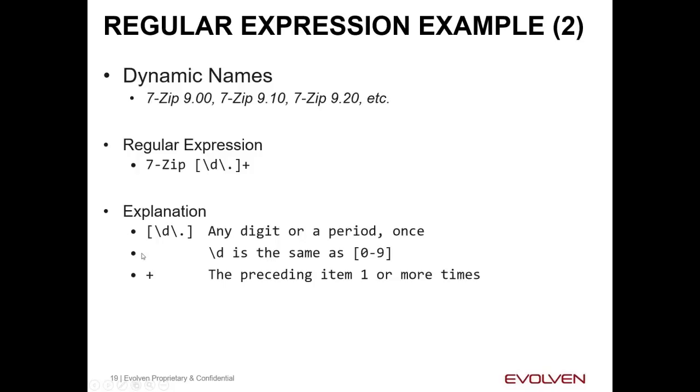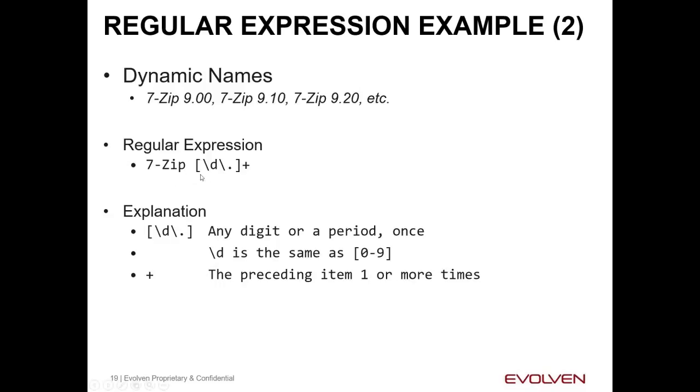Let's look at another example. In this case, we have 7-zip, 9.00, 9.10, 9.20, etc. So here we did something a little bit different, although it's very similar. This \d part is the same thing as 0-9. So we simply used a different version of 0-9 just to give a different spin on it. But they essentially work out to be the same thing.